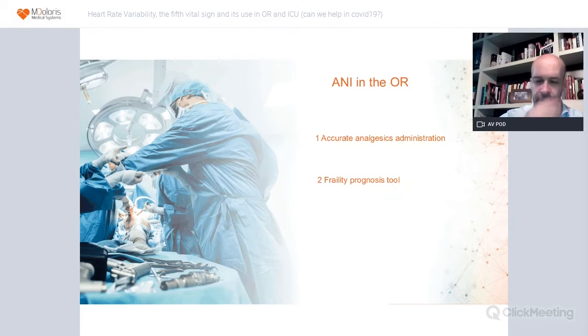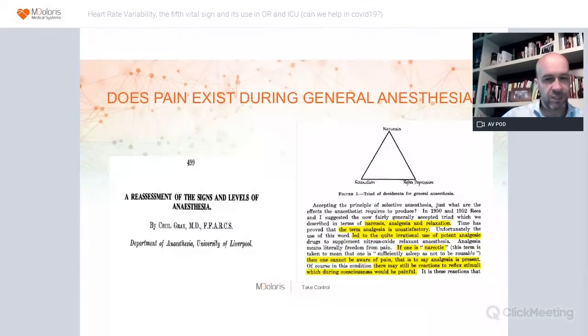So we go for the next part. The next part is ANI in the OR. As I told you, we have two values. We have the ENI value, which will help us to titrate and guide our analgesics. And we've got the energy value that will tell me what is happening with my autonomic nervous system and how powerful my autonomic nervous system is. And this is important, no?